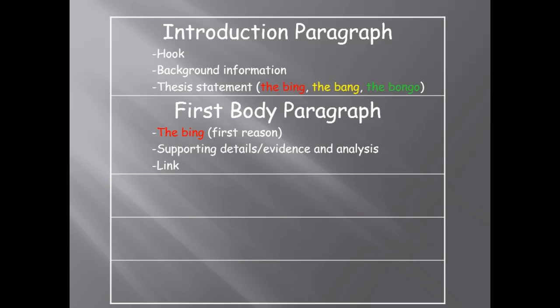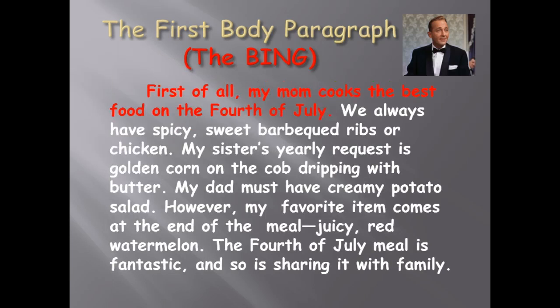Usually when we hear link, we kind of start thinking about websites. So just know this is not that kind of link. We're linking paragraphs together. So that very first paragraph, we start out with the bang. He reminds us that his first best reason is the food. He loves the food on 4th of July. Then he starts describing it. Spicy, sweet barbecued ribs or chicken, golden corn on the cob dripping with butter, creamy potato salad, and then juicy red watermelon.